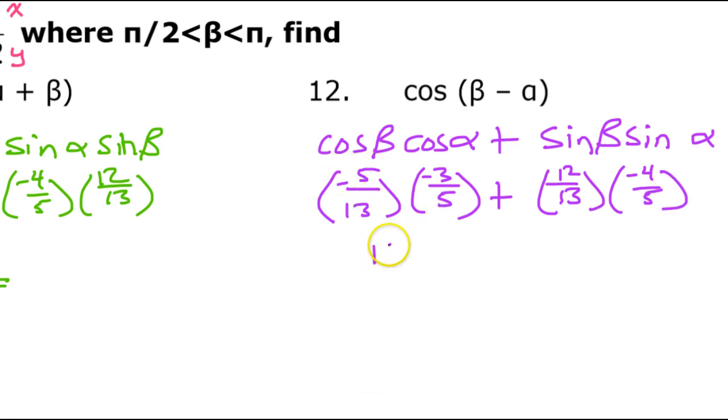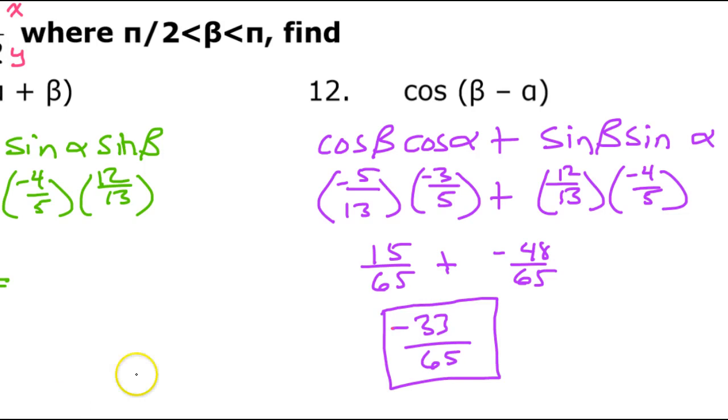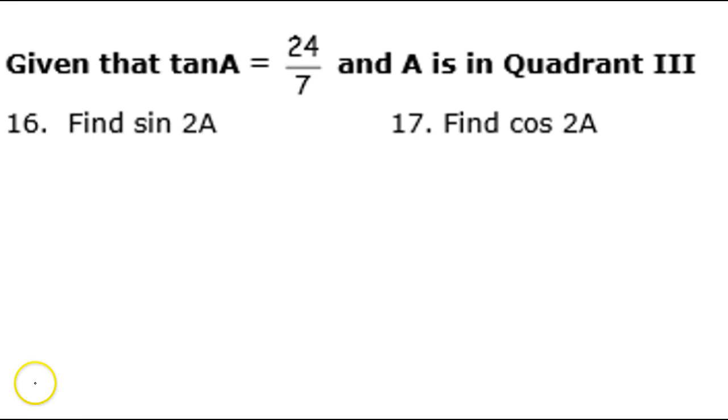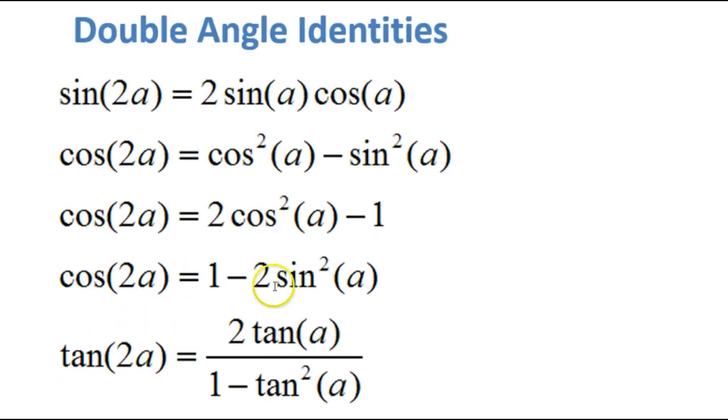Okay, so that's going to make positive 15 over 65. And this is going to be negative 48 over 65. So that's negative 33 over 65. The next few problems are going to be very similar, except they will involve the double angle formulas.